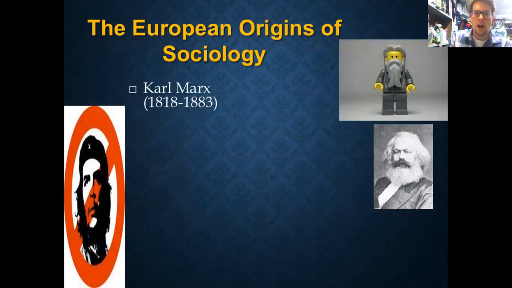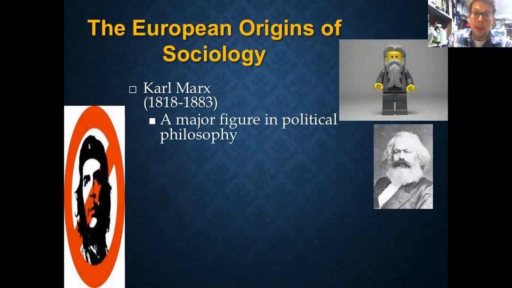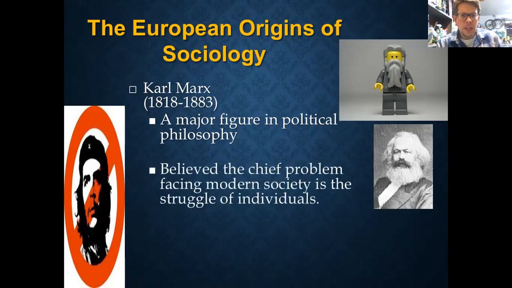Next, Karl Marx. Karl Marx right here, very popular figure, a major figure in political philosophy. So he is a sociologist, but that is not his only hat. Karl Marx is also known as the father of the communist thought process. He believed the chief problem facing modern society is the struggle for individuals.